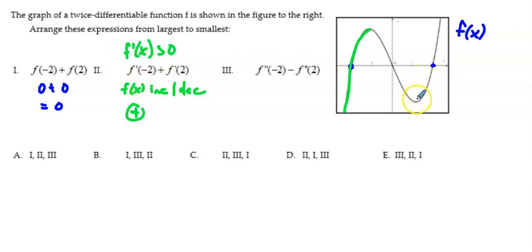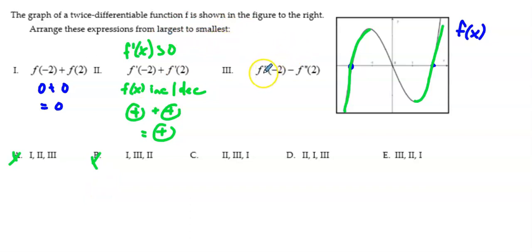f prime of 2, same thing, same story. So it's going to be plus another positive. So I know this is going to be equal to a positive number. So I wonder what the next one's going to be, right? We have 0 for 1, and we have a positive number for 2. So we automatically know that 2 must be greater than 1, right? 2 must be greater than 1. So we can eliminate A and B because it's asking us to go from the largest to the smallest, right?